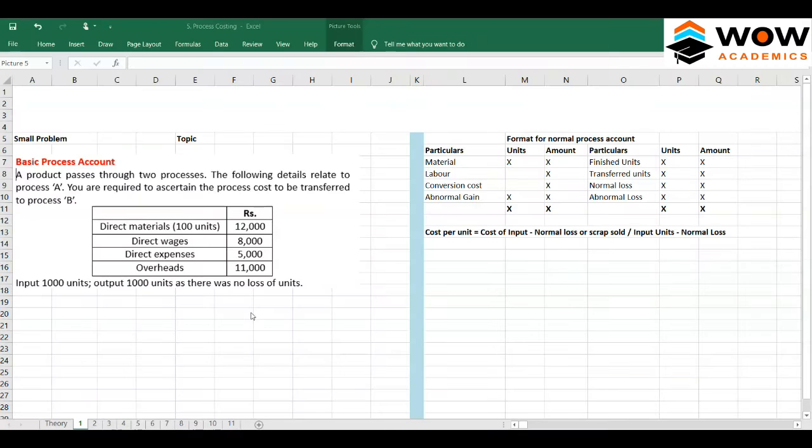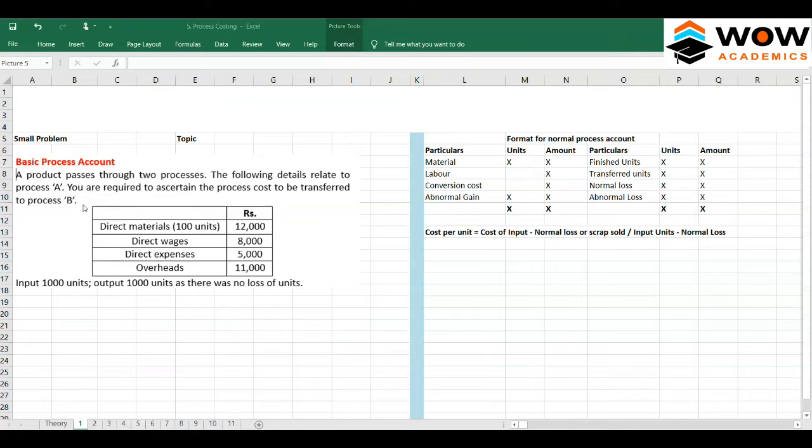So in this video, we are going to look at the problems in process costing. So we'll start from the first problem. A product passes through two processes. The following details relate to process A. You are required to ascertain the process cost to be transferred to process B.